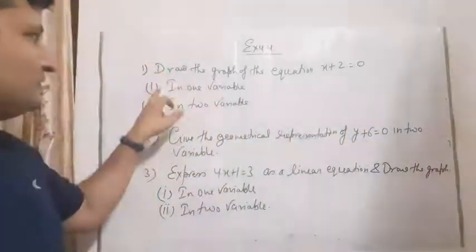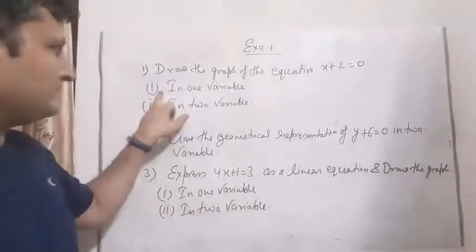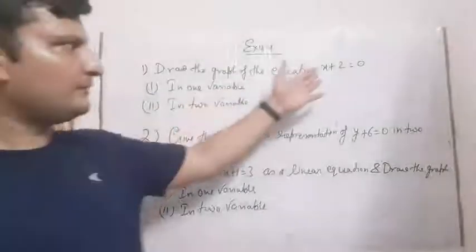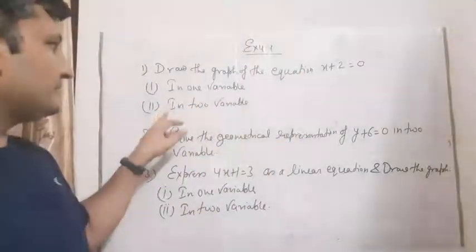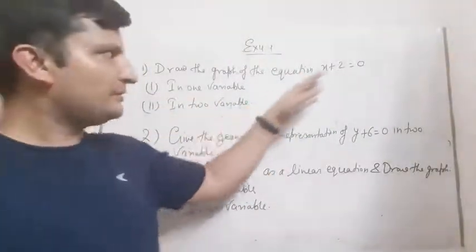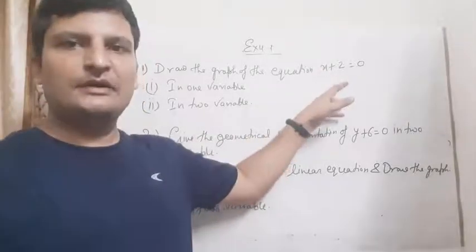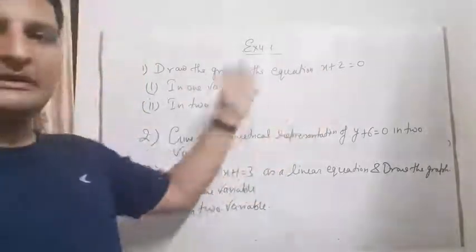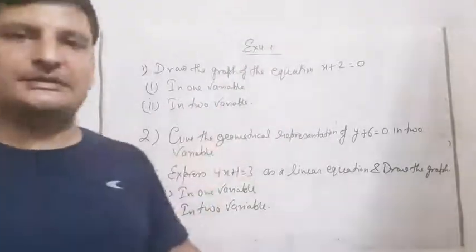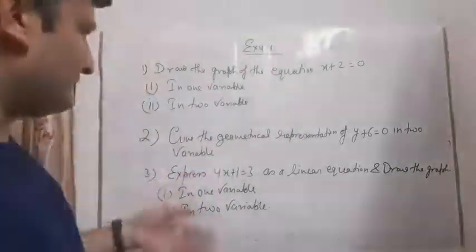First you have to draw it in one variable form. The one variable form is already given, and second, in two variable form, you have to put x plus 0 into y plus 2 is equal to 0. Now you can arrange it like this. The first and second questions we have done earlier. By this method you have to solve.